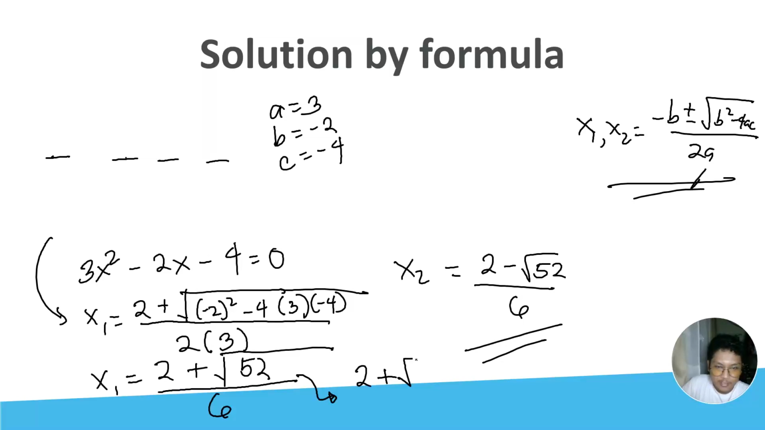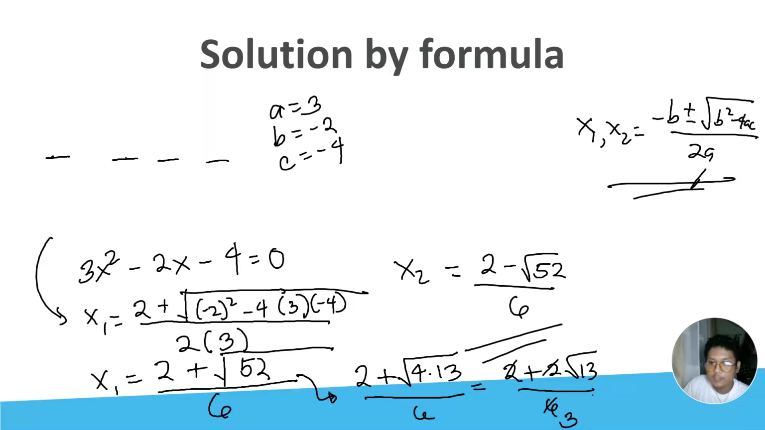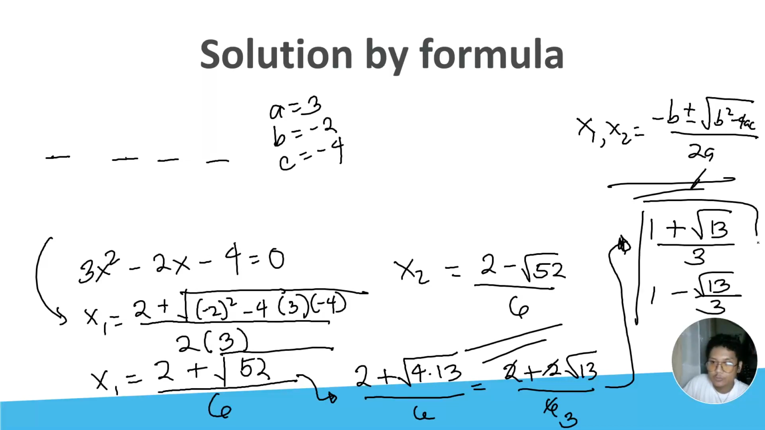2 plus the square root of, ang 52 kasi is 4 times 13 over 6. So, magiging 2 plus 2 the square root of 13 over 6. Factor out 2, makakancel 2, 2, magiging 3. So, ang sagot dyan, okay, is 1 plus the square root of 13 over 3 or 1 minus the square root of 13 over 3. So, yan ang roots niya.